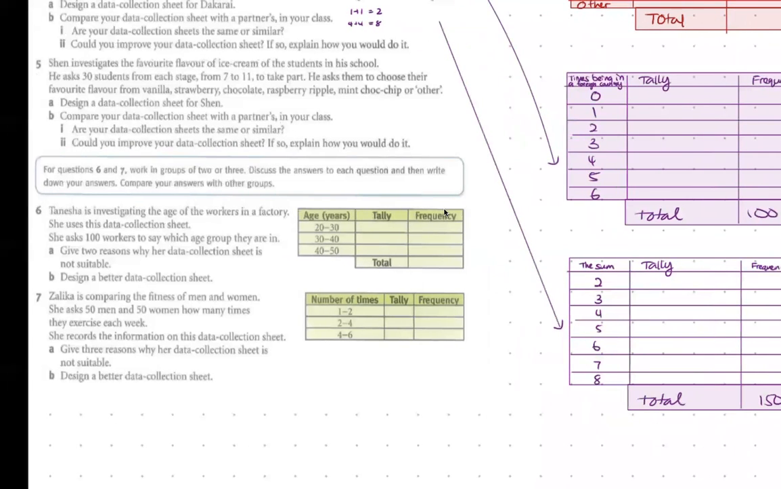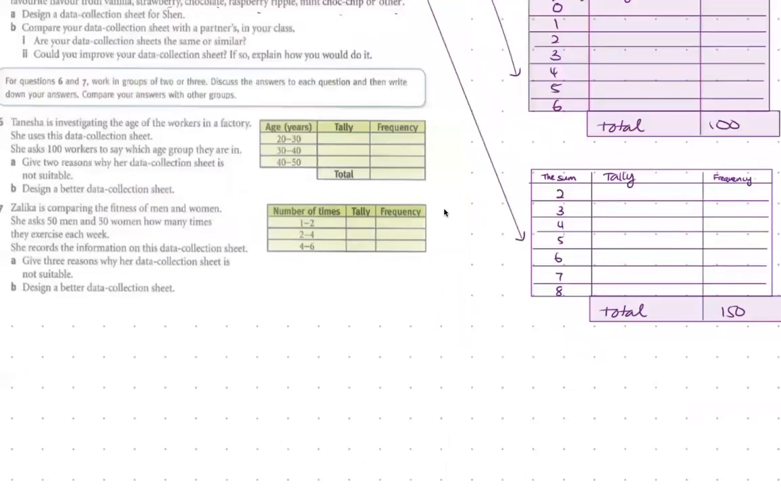For number 5, Shen investigates the favorite flavor of ice cream of the students in his school. He asked 30 students from each stage, 7 to 11, to take part. He asked them to choose their favorite flavor from vanilla, strawberry, chocolate, raspberry ripple, mint chocolate chip, and other. Design a data collection sheet. So let's see how many do we need. We need 1, 2, 3, 4, 5, 6. We only need 6. So let's just design a data collection sheet for that.